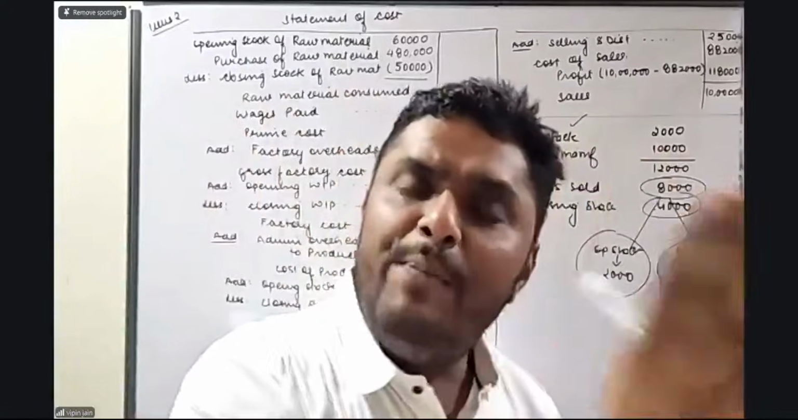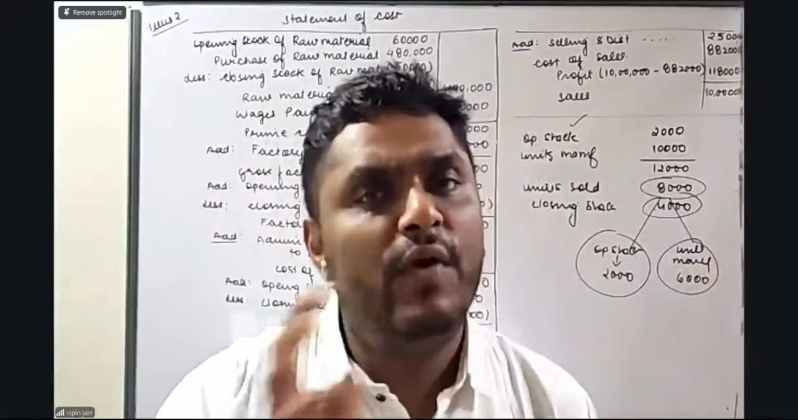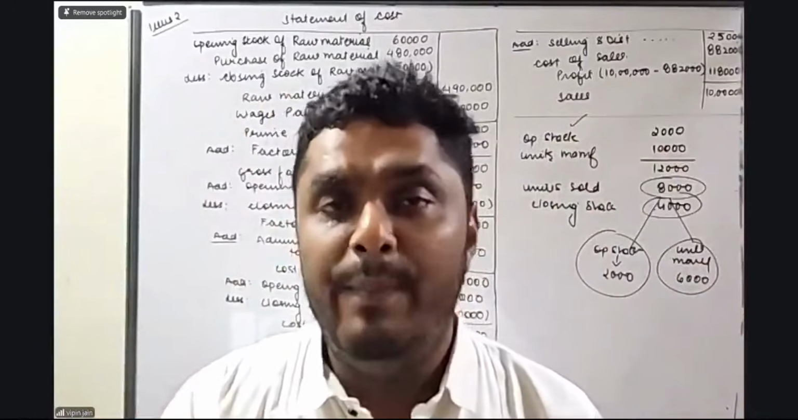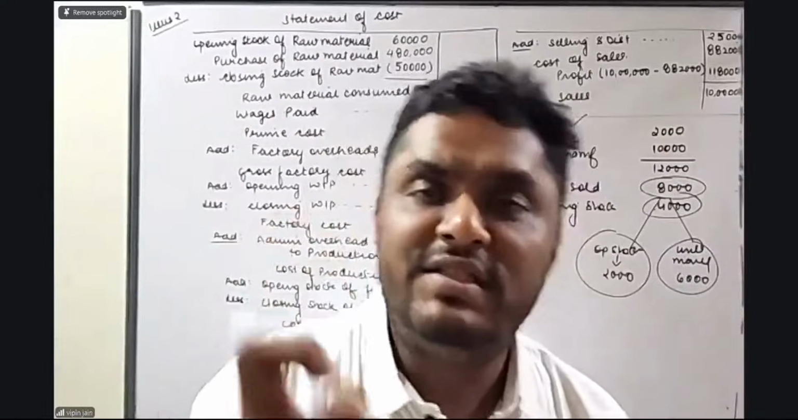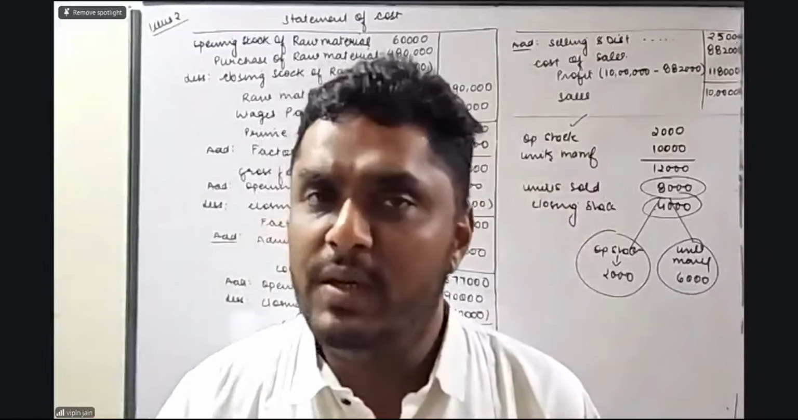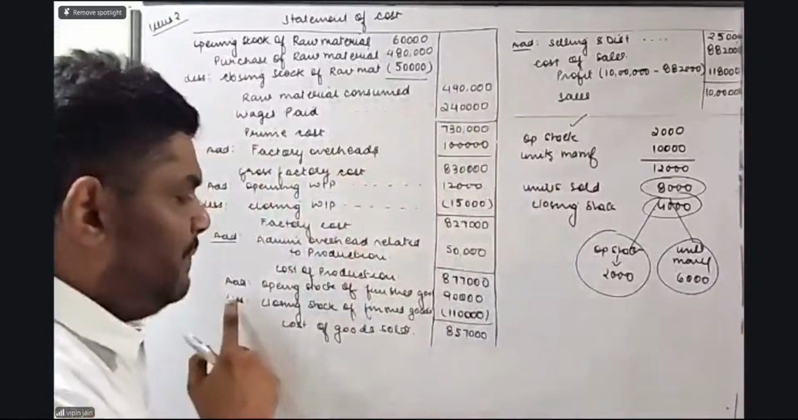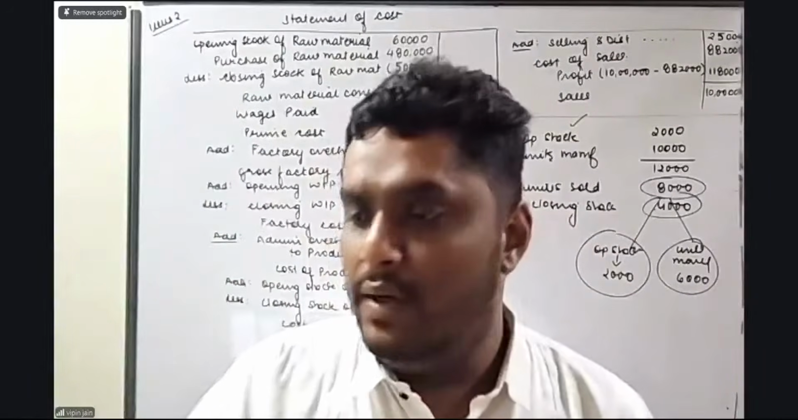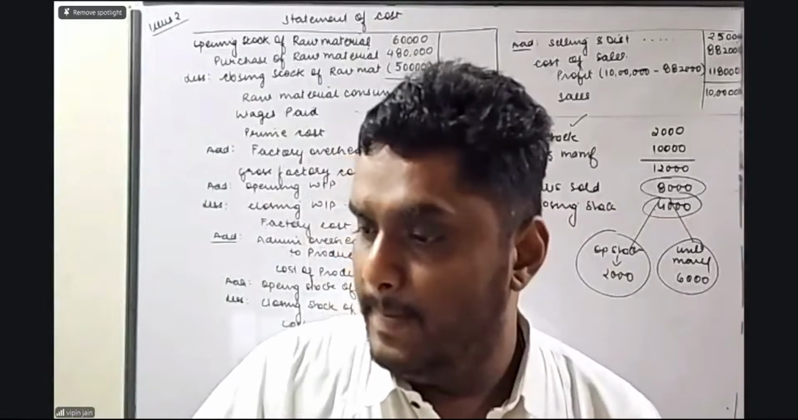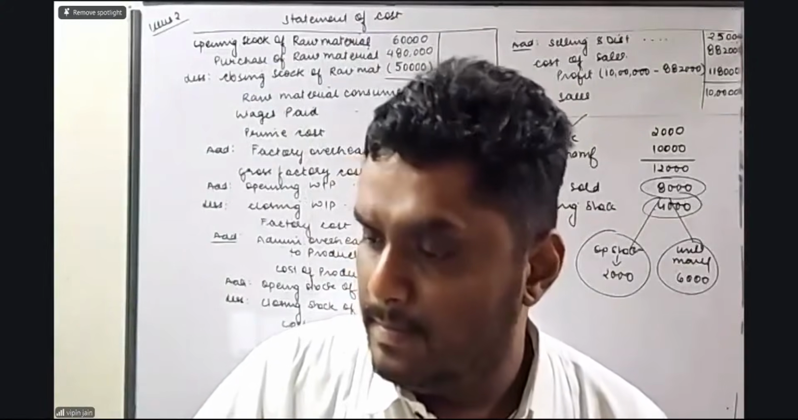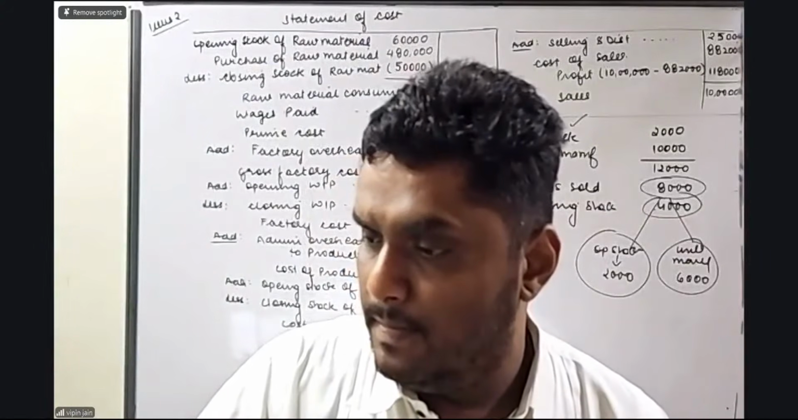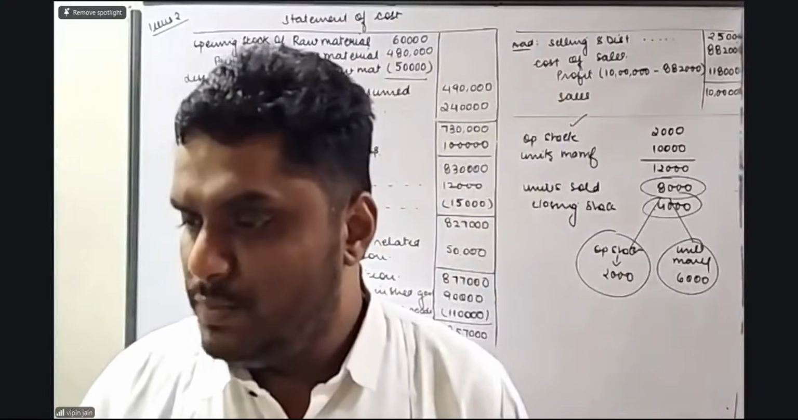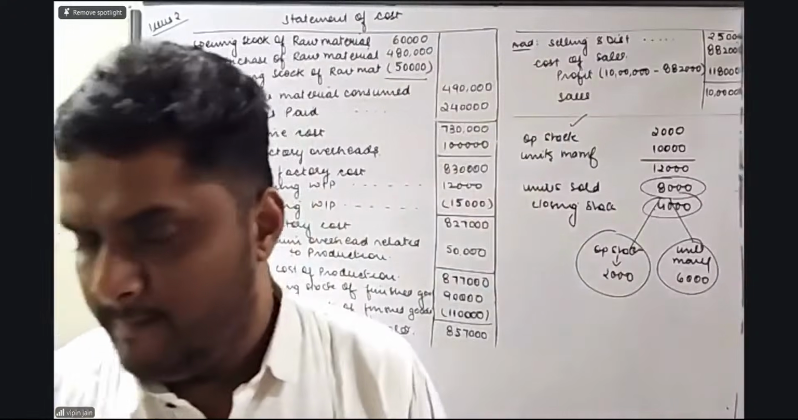So if it is scrap of raw material, straight away deduct from purchase. But if any amount is realized on sale of byproduct or the waste that is generated from the production process, it is to be deducted before calculating the cost of production. This is the simple rule. Let's proceed further.